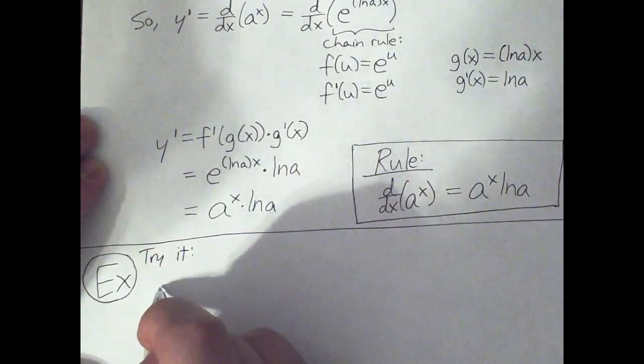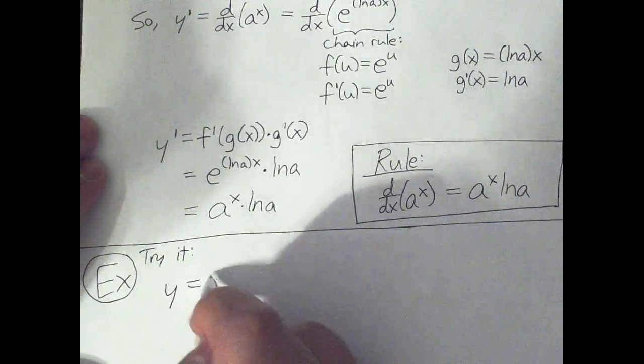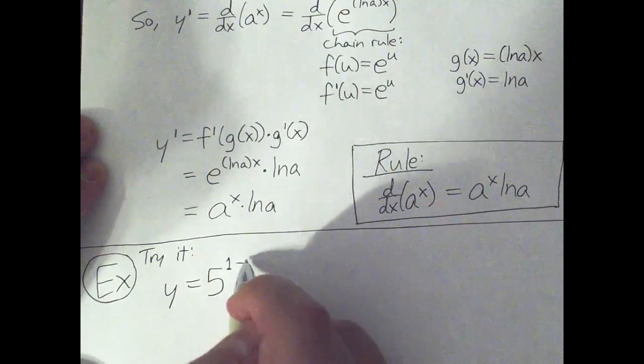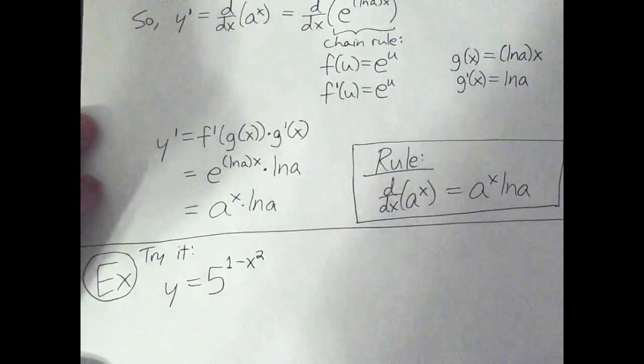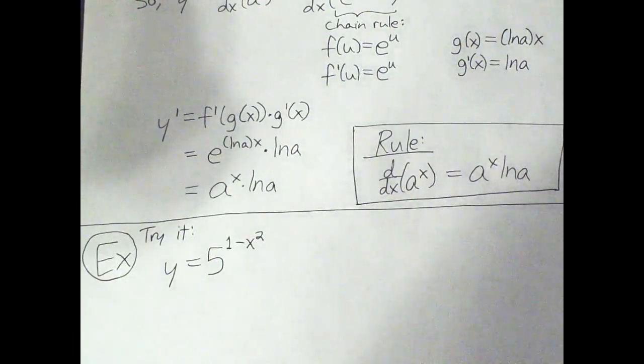So I'll write it and then you can pause the video and try to differentiate. Find the derivative of this: y equals 5 raised to the 1 minus x squared.